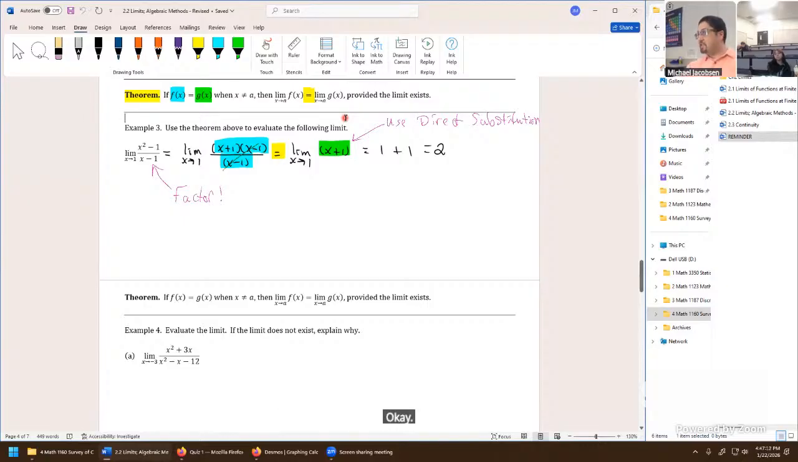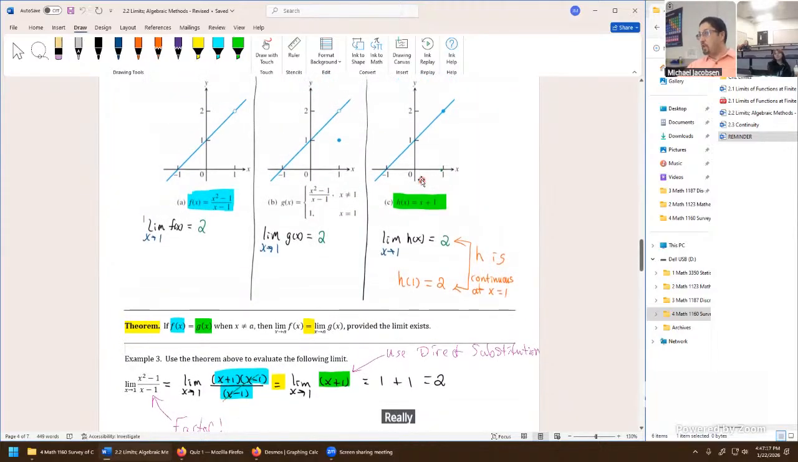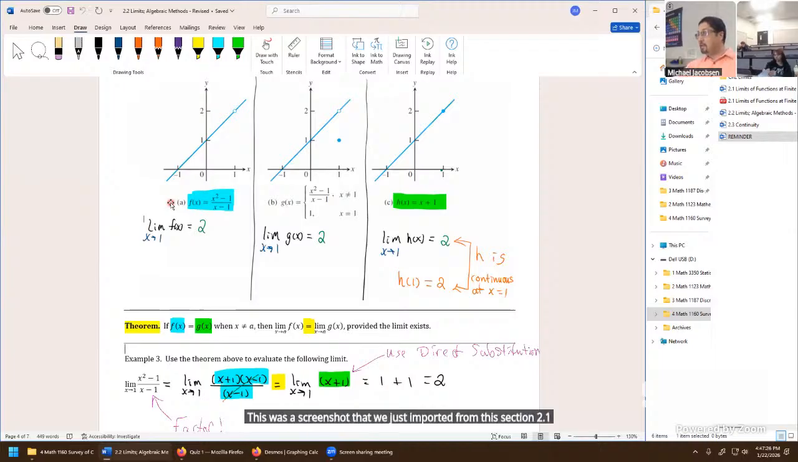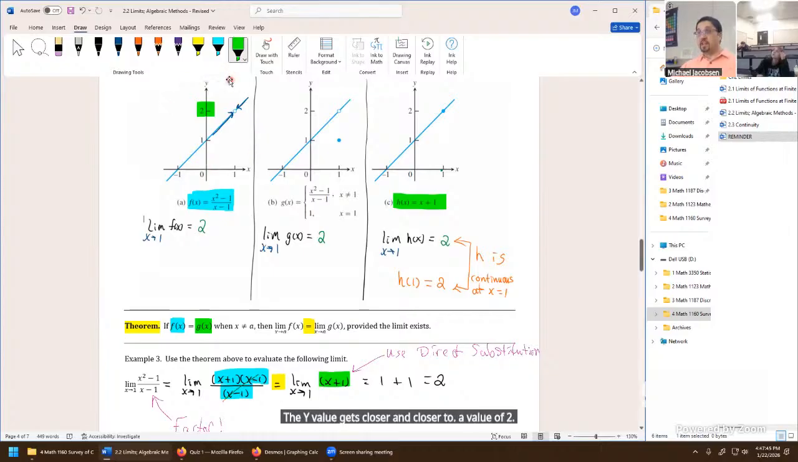Okay, well, let's take a look at what we did on this problem right here. Really, we've done this limit a lot of different ways. We did it on our first example in the entire semester. This was a screenshot that we just imported from the section 2.1 notes. We wanted to take the limit as x tends towards 1 of the function f of x, and our major observation is as the value of x gets closer and closer to 1 from either side, the y value gets closer and closer to a value of 2. So visually, that's what the limit looked like.